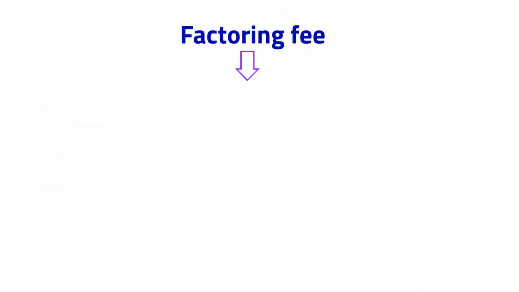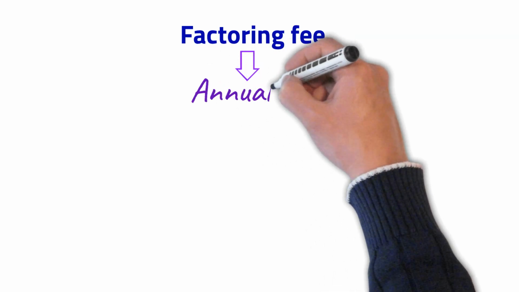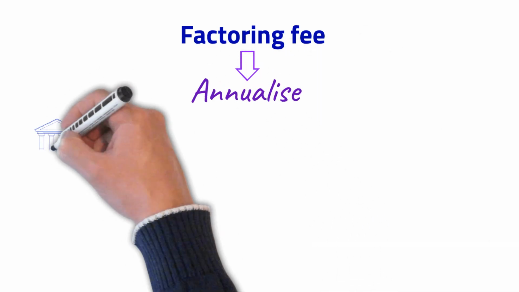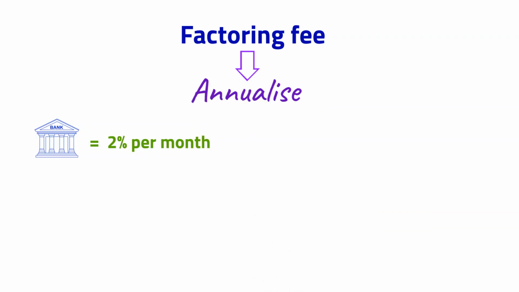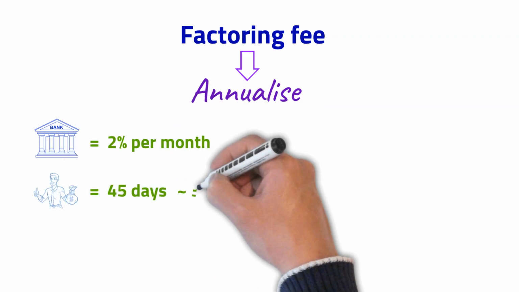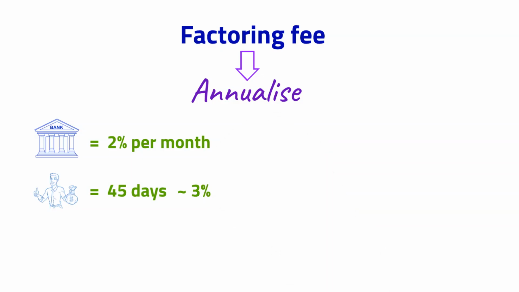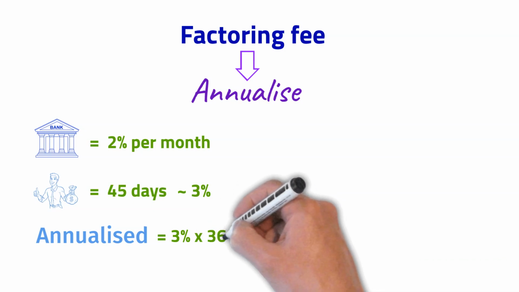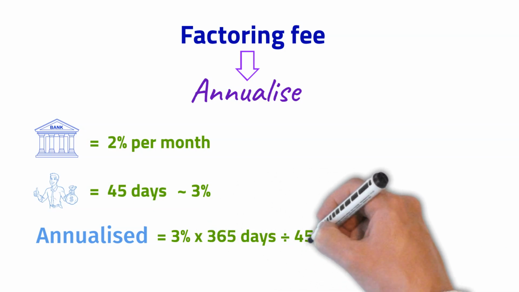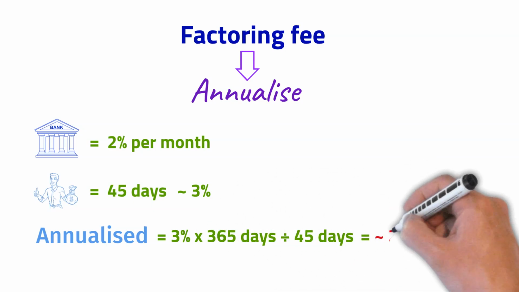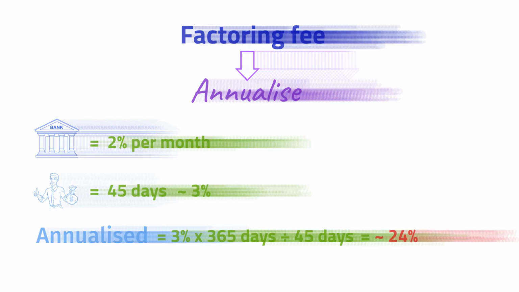And factoring is not for free. Do not just read the fee percent. Convert it to an annualized cost. For example, a fee is 2% per 30 days. If customers pay in 45 days, cost is roughly 3% for 45 days. And an annualized interest would be 3% times 365 days divided by 45 days equals approximately 24%.